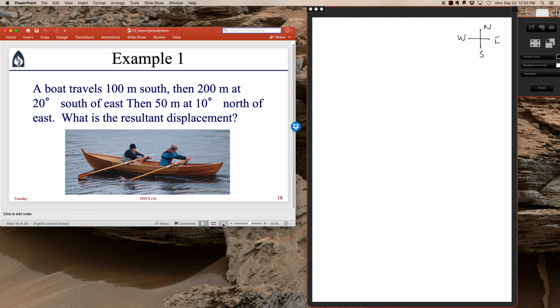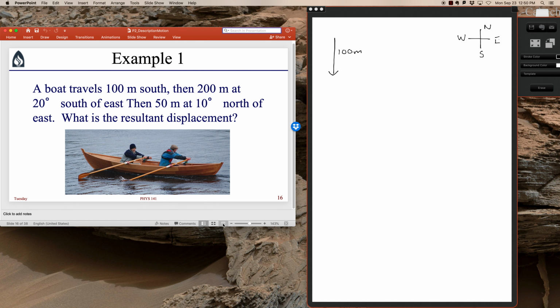So first of all, the boat travels 100 meters in a direction that is due south. So let's draw that. First the boat goes due south, and it does that for a distance of 100 meters.